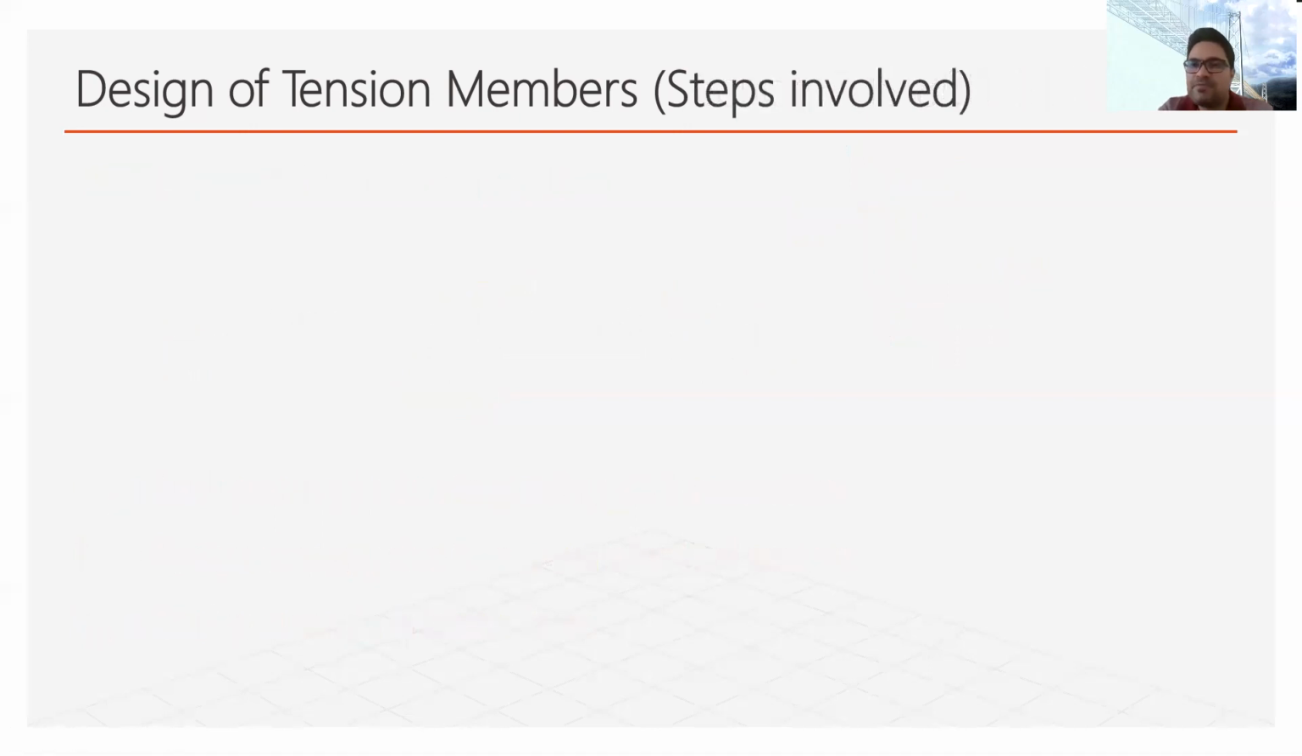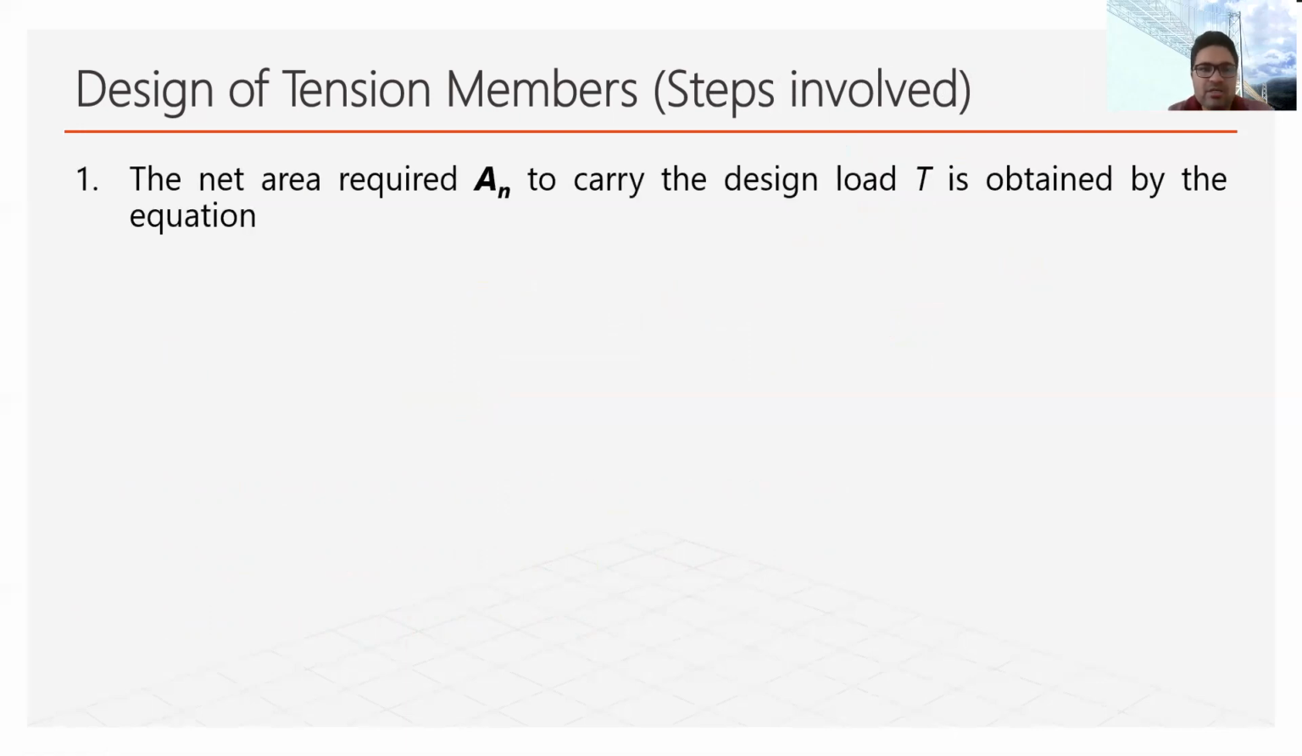Now there are some steps involved in designing the tension member. We will see those steps, and when designing the tension member, we will follow them. The first step is to find the net area required, An, to carry the design load T. In the problem, we will be given the load for which we have to design the tension member. If the load is given, we find the net effective area required to carry this tension load using this relation.